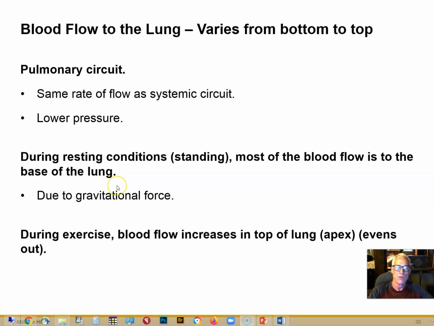That's called perfusion. There's greater perfusion at the bottom of the lungs or base of the lungs, less perfusion at the top or the apex at resting conditions. During exercise, we're going to balance that out. We're going to have so much blood flow through the lungs at an elevated pressure that we're going to have a more evenly distributed flow.